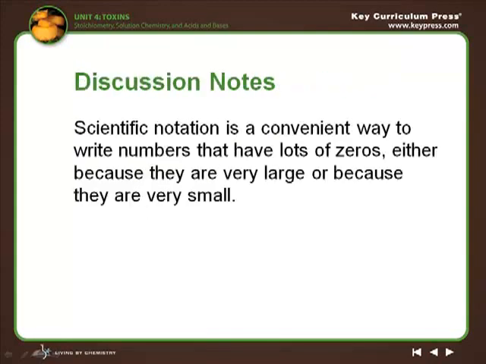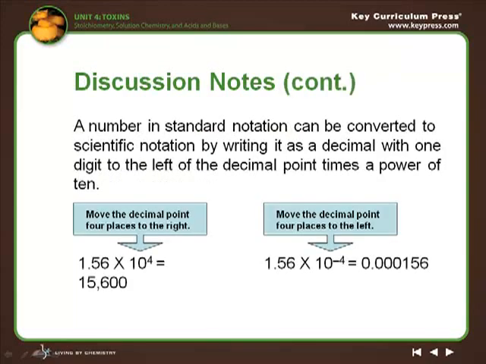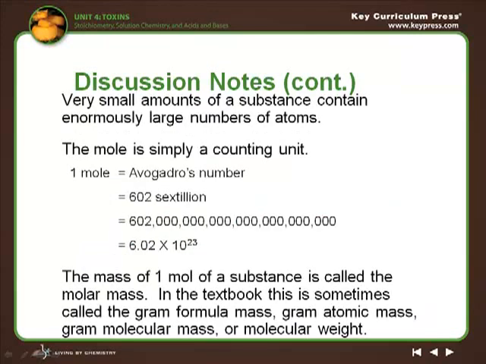We know a mole is 602 sextillion. Last night you looked at large and small numbers. Scientific notation, if it's got a positive exponent, it's a big number, bigger than 1. If it's got a negative exponent, it's smaller than 1. We move the decimal to the left, move it to the right. This is a little review. You've done this before for large and small numbers.